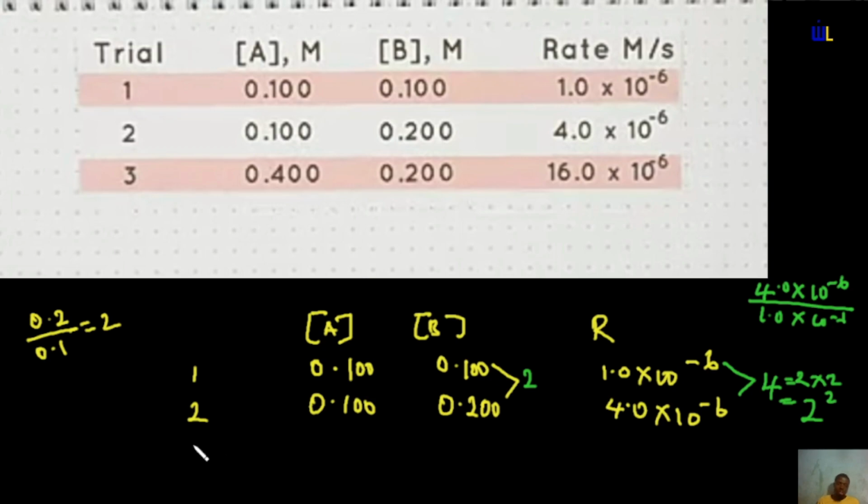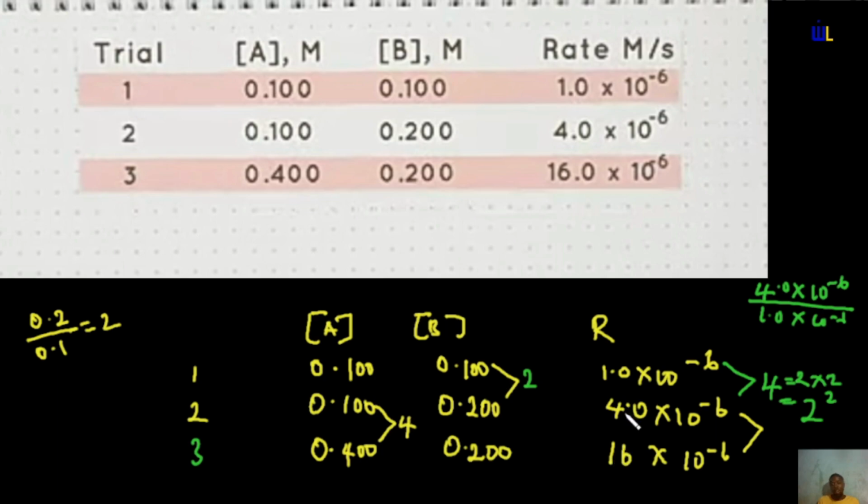Now, in the third trial, we noticed that A was no more constant. What was constant now was B. So A changed from 0.1 to 0.4, while B was constant. Now, when B was constant and A changed, the rate changed to 16 times 10 raised to the power minus 6. So let's resolve this. The factor of increase between these concentrations is obviously 4. This is 0.4 divided by 0.1, so it's 4. While the factor of increase in the rate is 16 divided by 4, and it's still 4.